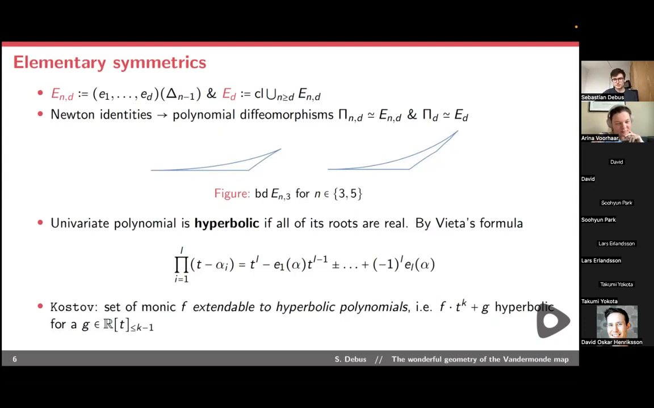that this limit set E_d is now the set of all vectors e_1 to e_d which are extendable to a hyperbolic univariate polynomial, meaning that you can multiply it by some t to the k, and then you can add some other univariate polynomial of lower degree, and what you obtain in the end is hyperbolic. So you add a lot of different coefficients here at the end, and you extend the degree, and then you obtain a hyperbolic polynomial. So this is also a different direction for interest in this study of the Vandermonde cell.